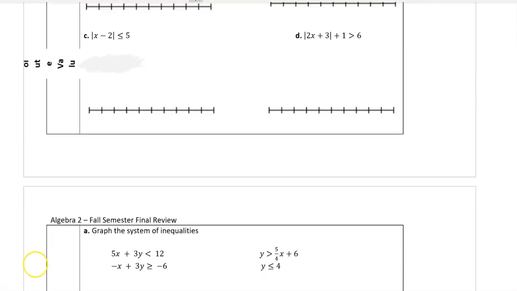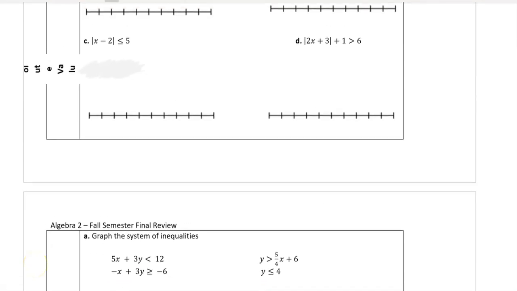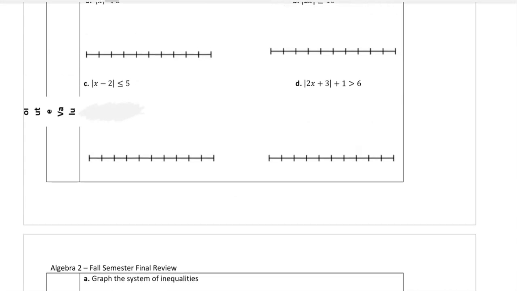All right, guys, this is going to be our part 8, where I go over all of the parts that I missed in the last video. So, starting with the absolute value inequalities, I believe I missed C and D. To work these really quick, your main goal here is to isolate the absolute value and then go into your positive and negative solution.